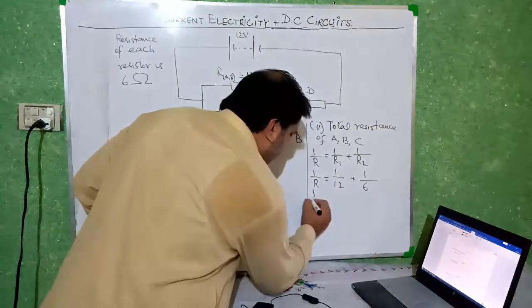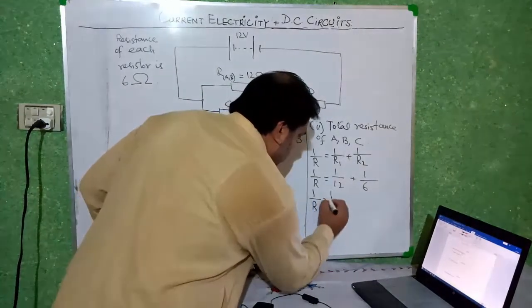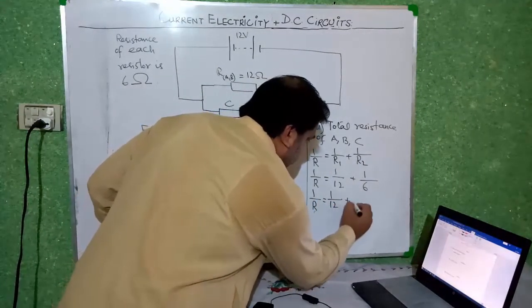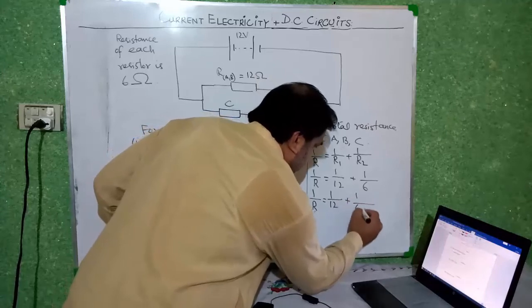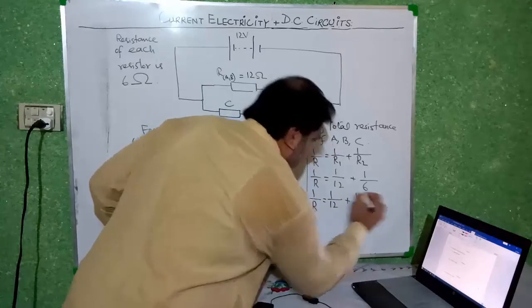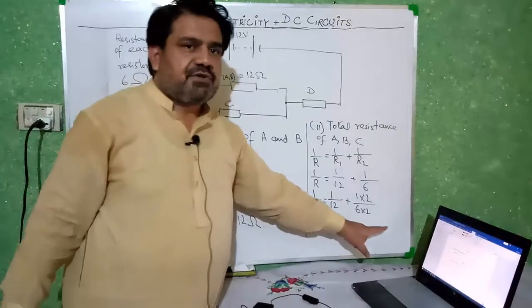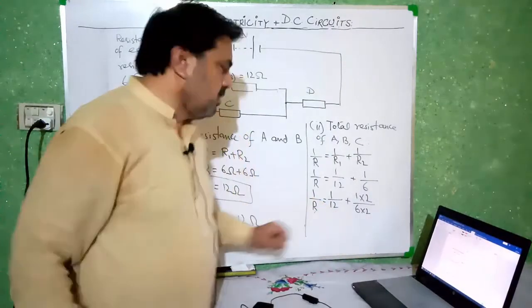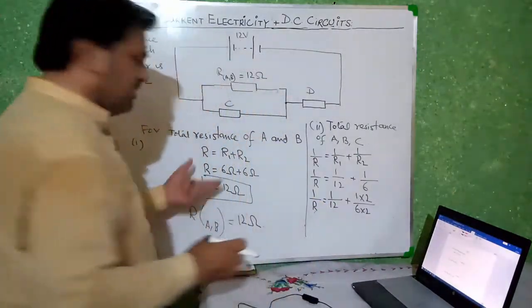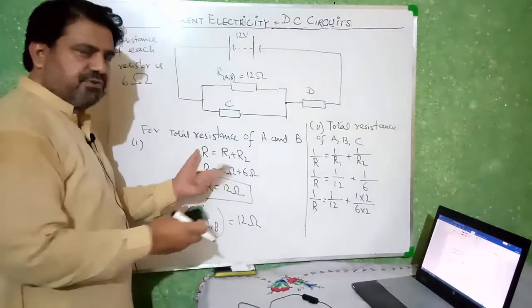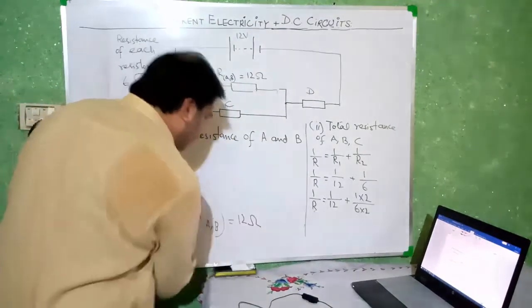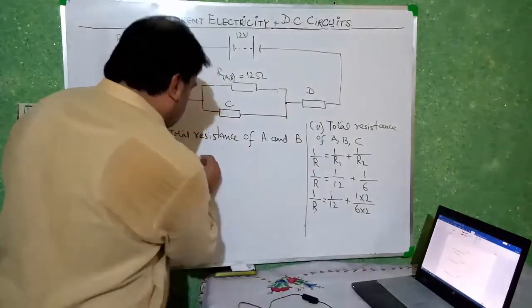1 over R is equal to 1 over 12 plus 1 over 6 multiplied by 2 multiplied by 2. We already learned that we try to make the denominator the same. 1 over R. Okay, I think I should write it over here so that you can easily see it.